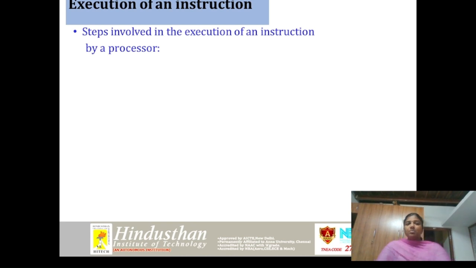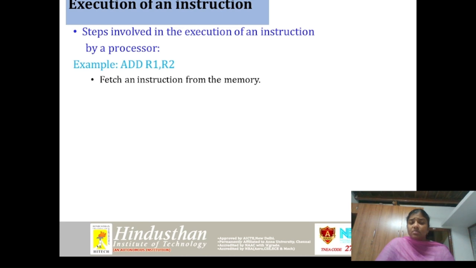Next, the steps involved in the execution. After the input is given to the computer, the system is going to process it. That processing is known as the execution part. What are the steps involved in the execution part? The first one is fetch. It will fetch an instruction from the memory. Whatever data is given as input will be fetched from the memory. That is the first step. The next one is decode. It will be decoded into a machine-understandable language.